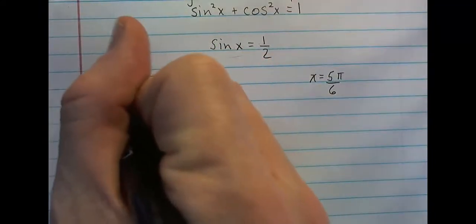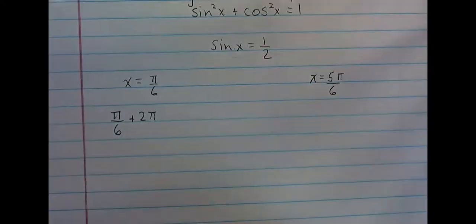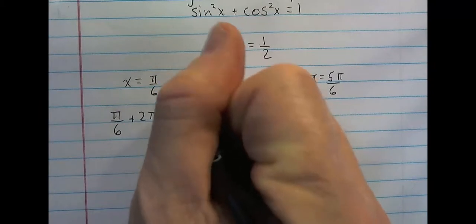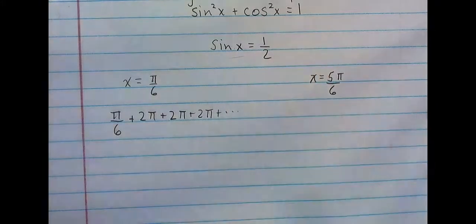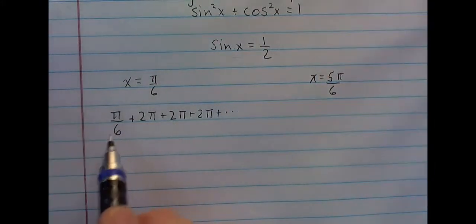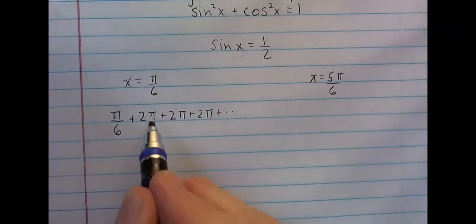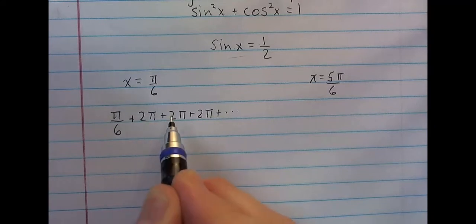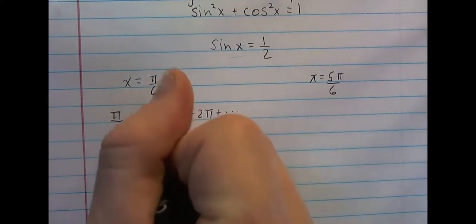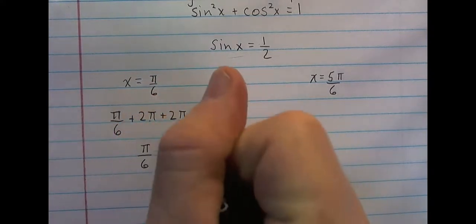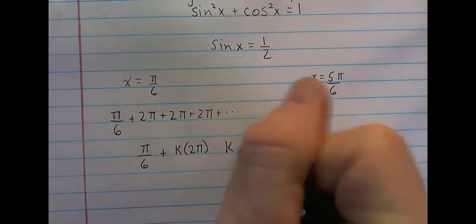In fact, for coterminal angles with pi over 6, we could add 2 pi and get a coterminal angle. We could add another 2 pi and get another one, and we could go on and on, adding 2 pi's. Or we could say pi over 6 plus 1 times 2 pi, or plus 2 times 2 pi, or 3 times 2 pi. Let's just call it pi over 6 plus k times 2 pi, where k is an integer.